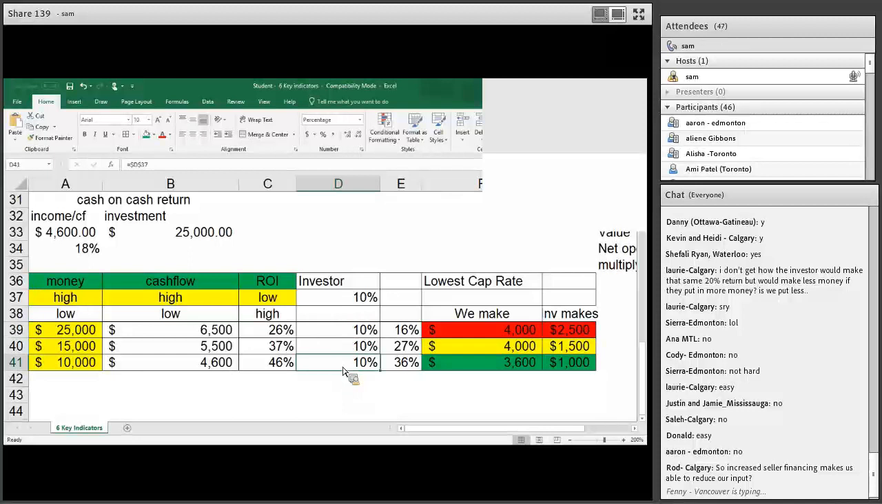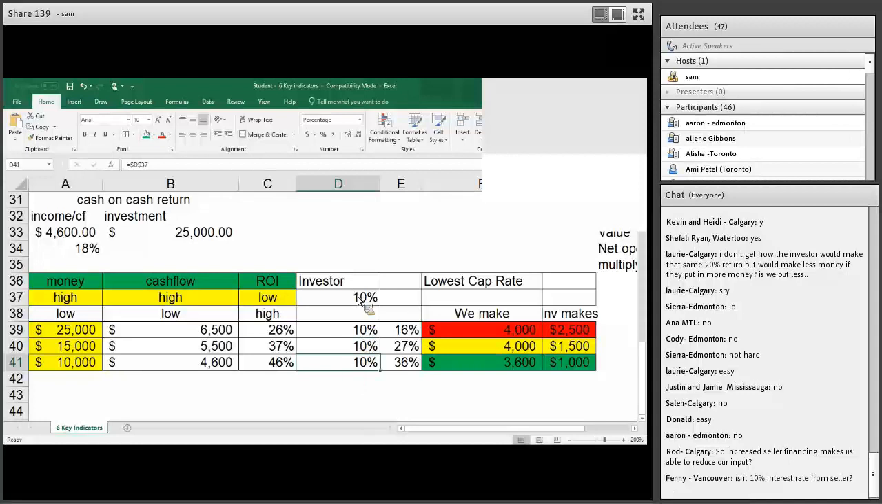when you're offering the 10 is the lower you go, you're going to attract fewer investors, right? So increased seller financing makes us able to reduce our input. Exactly what it does, Rod. 100%. As you get lower and lower as the investor, you're going to attract less and less people. It is 10% interest rate from the seller.